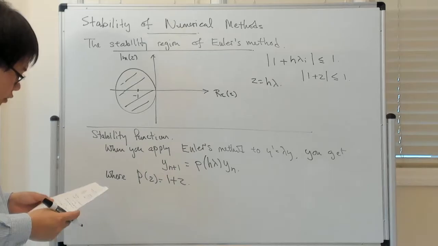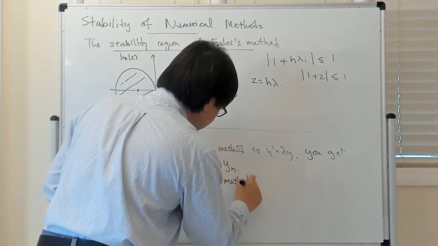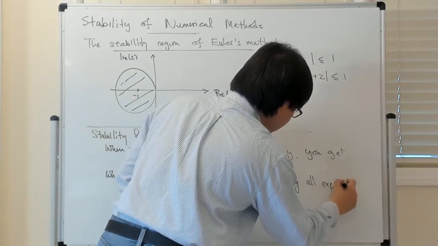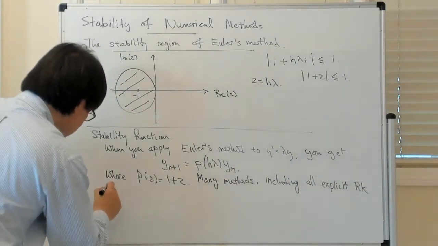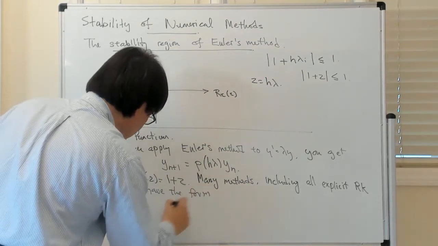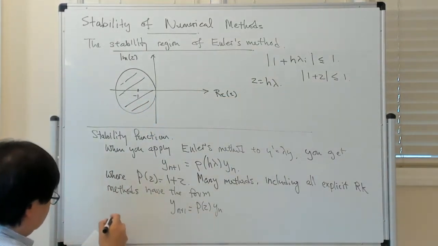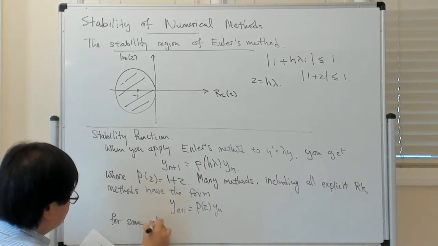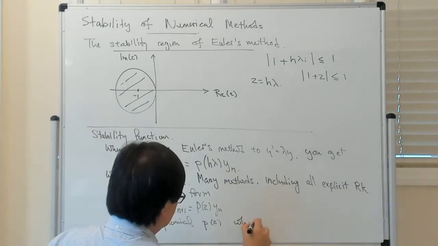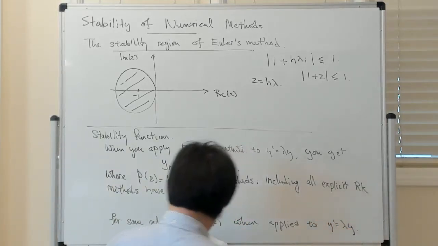So many methods, including all explicit RK methods, have the form y n plus 1 is equal to p of z y n for some polynomial p, when applied to a differential equation y prime is equal to lambda y. Okay.